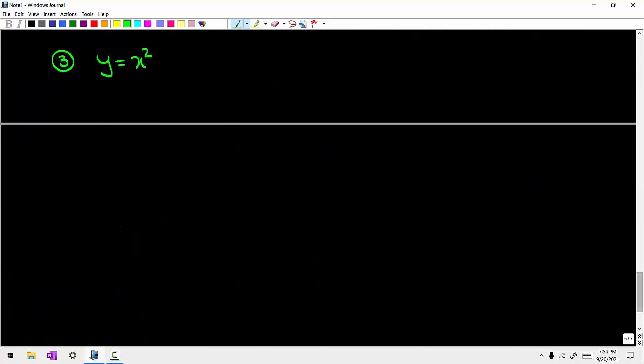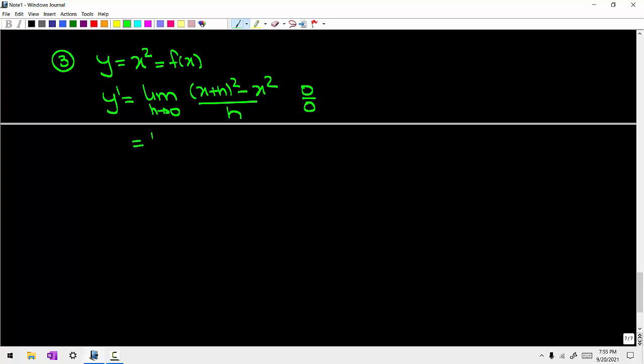So let's do that. So we get y prime, my derivative is going to be the limit as h goes to 0 of x plus h squared minus x squared divided by h. Out here, this is my function f of x that we are working with. So we get f of x plus h. F of x plus h would be just x plus h squared in that. If you look at this limit, it is 0 over 0. So we need to do some algebra so it's no longer 0 over 0.